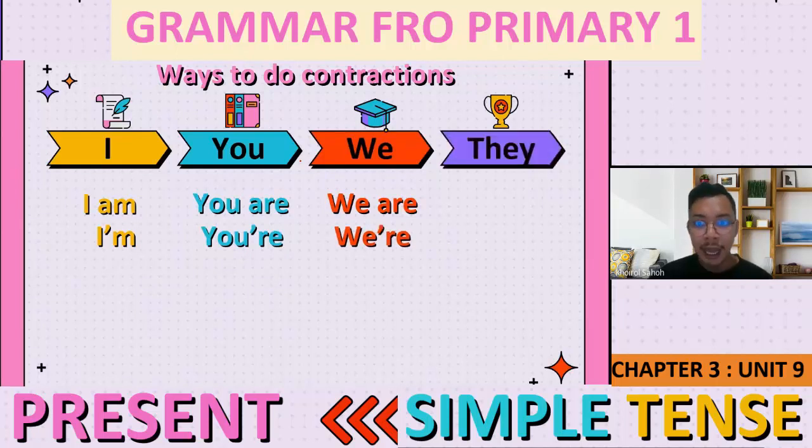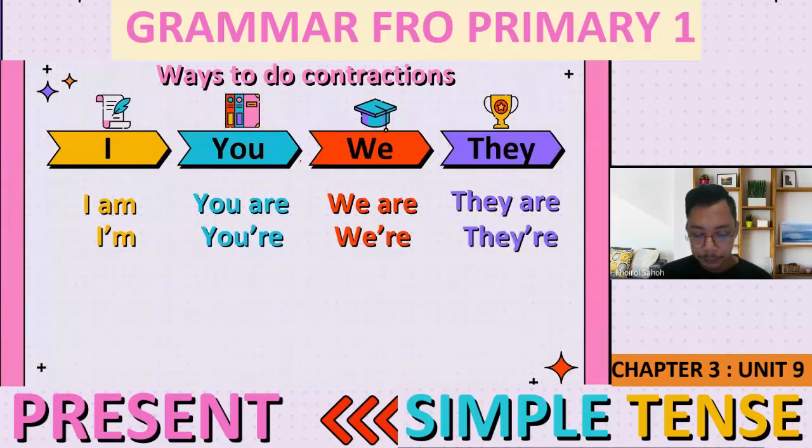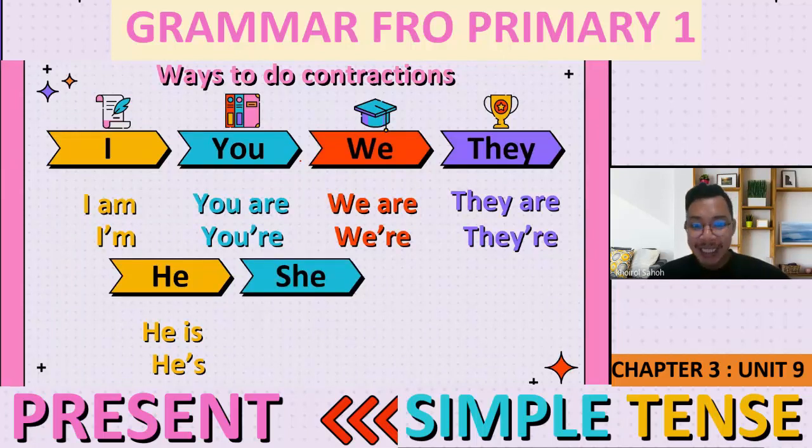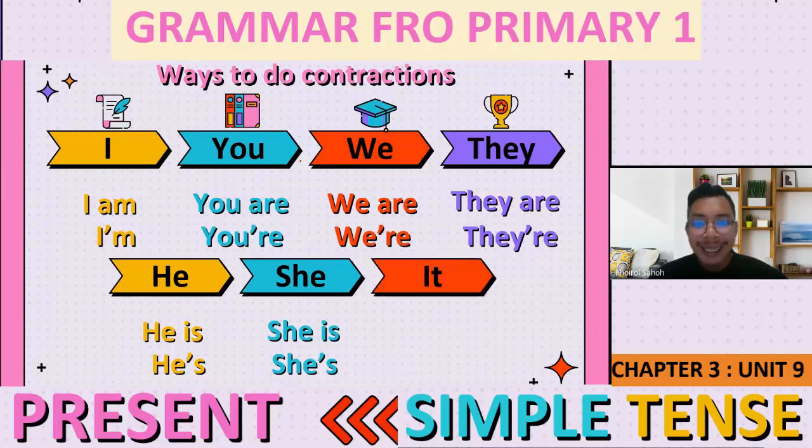Next, they are becomes they're. Next one, he is becomes he's. Next, she is becomes she's. Last one, it is becomes it's.